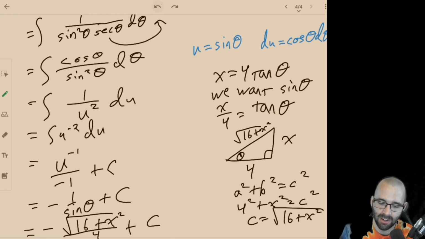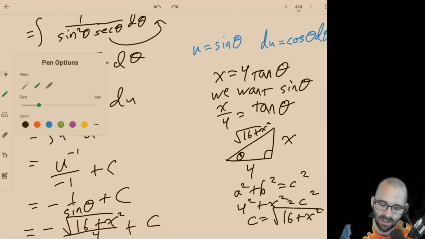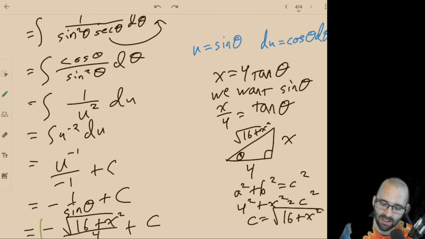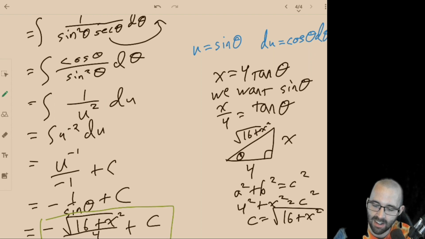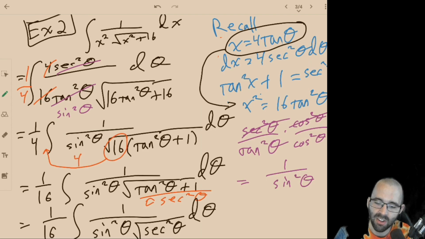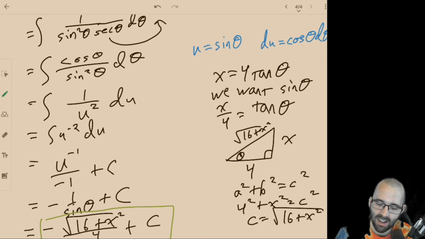You know what? Let's box this in green. Be consistent. What a beautiful answer. We start off with the integral of 1 divided by x squared times the square root of x squared plus 16 dx. And this is the antiderivative.